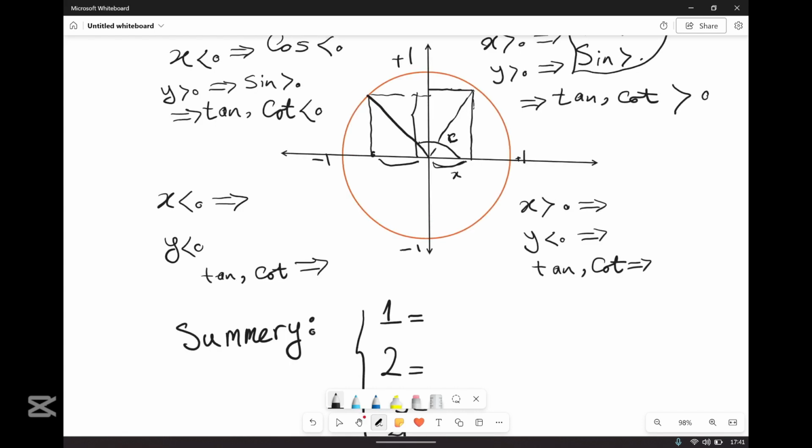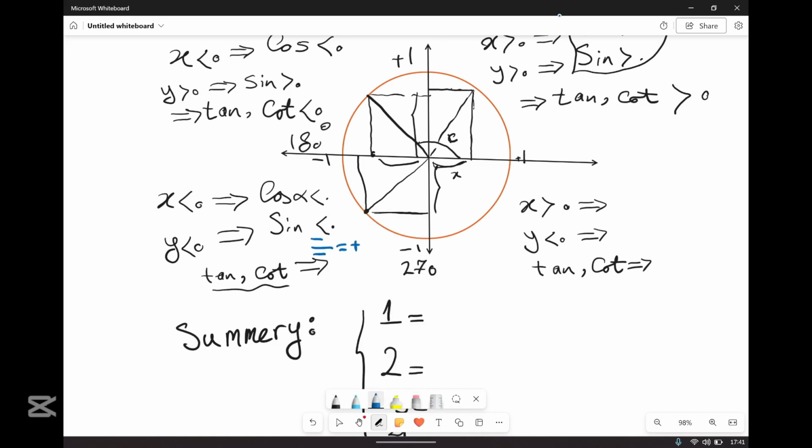About the third quadrant, when you put any angle between 180 degrees and 270 degrees, not only is x minus, but also y is minus. X is minus, that means cosine is minus. Y is minus, that means sine is minus. What about tangent and cotangent? The tangent and cotangent are the division of two minuses, which is positive. Therefore, tangent and cotangent are positive.